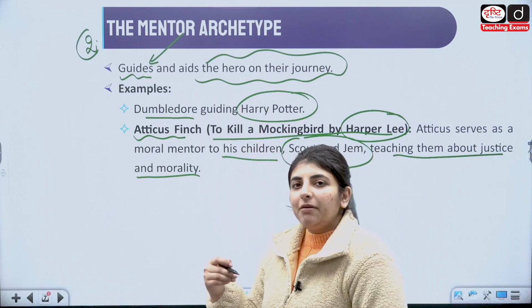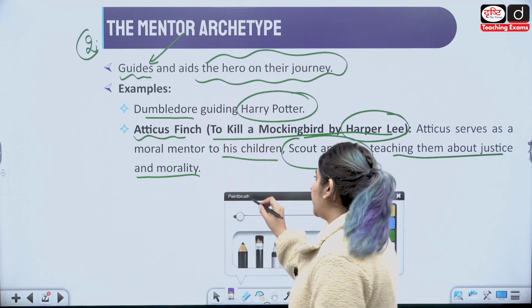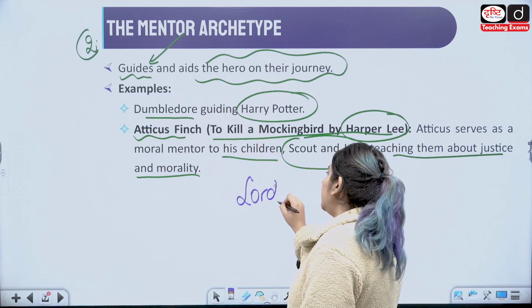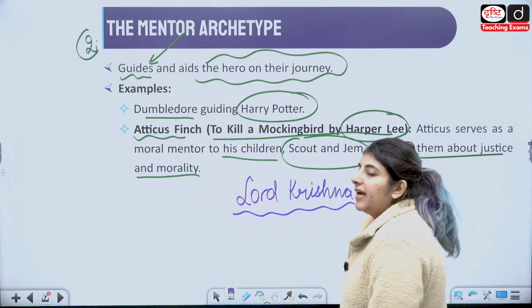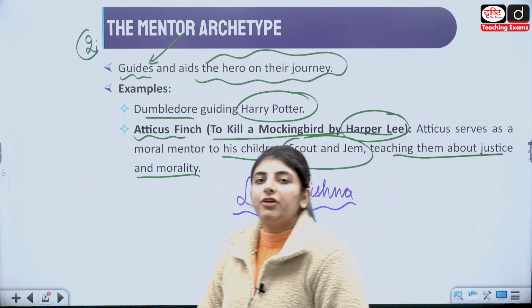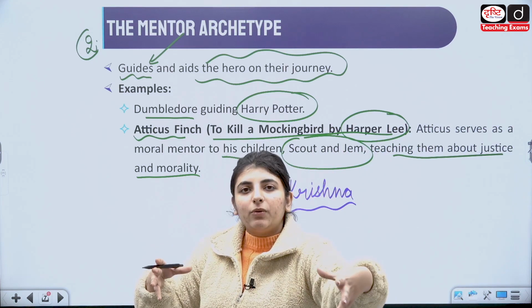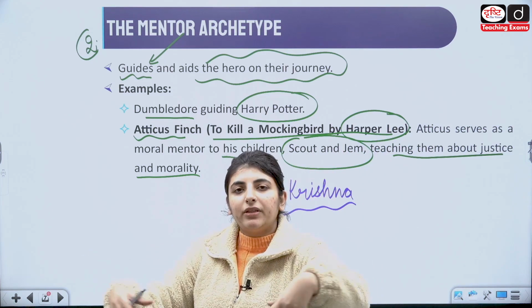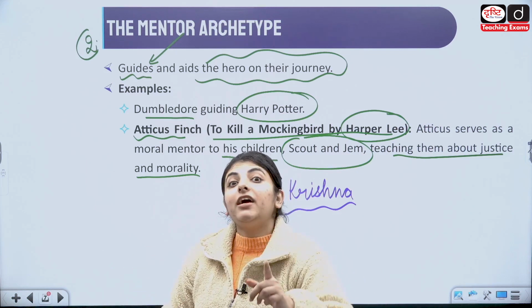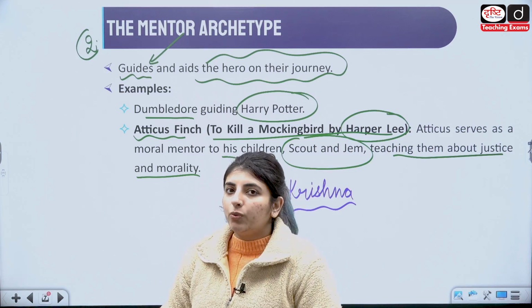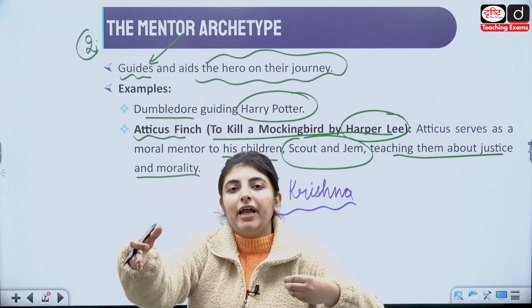The mentor archetype in Indian literature, if I try to give you, could be Lord Krishna, right? If we consider the Bhagavad Gita, because it is also a piece of literature, there we see Lord Krishna being the mentor of Arjun, right? Through the entire Bhagavad Gita, through all the chapters, we come to understand how Krishna is the guiding force who is telling Arjun what to do and what not to do. That is a mentor who is guiding the hero to move ahead in the field of life.